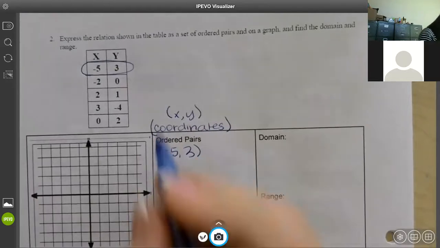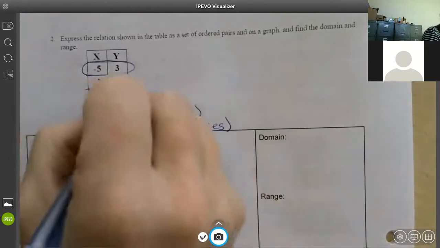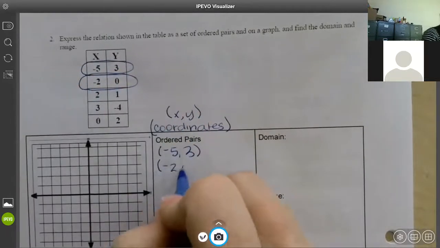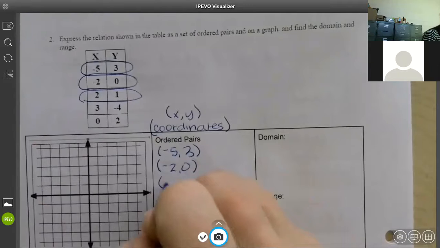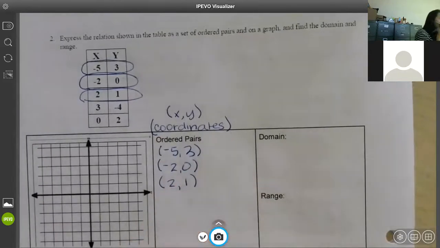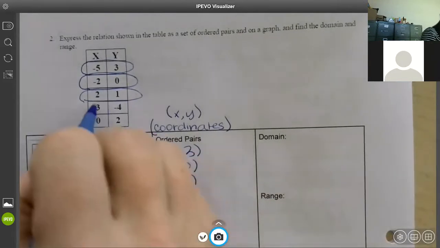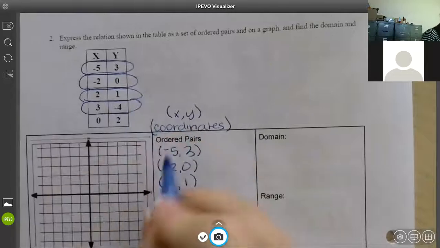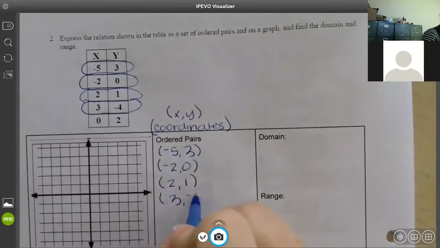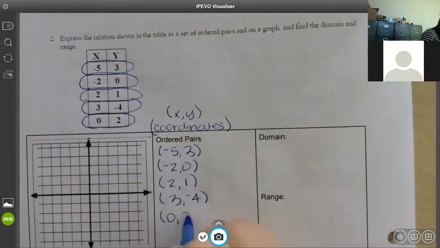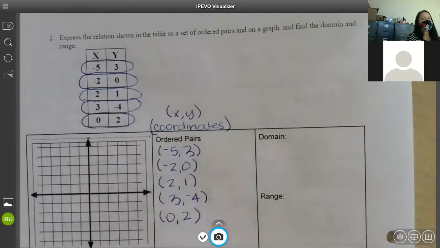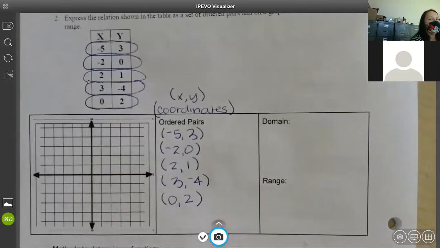What's our next coordinate? We keep going down the table. Our next coordinate is 2, 1. Yeah, okay. Your next coordinate is 3, -4. And your last coordinate is 0, 2. We're going to graph these.